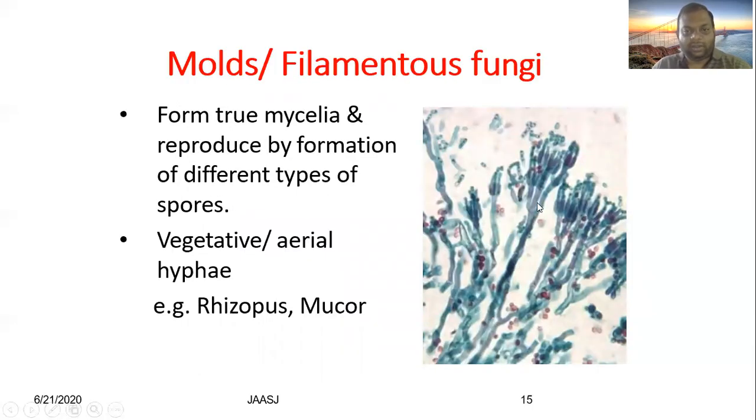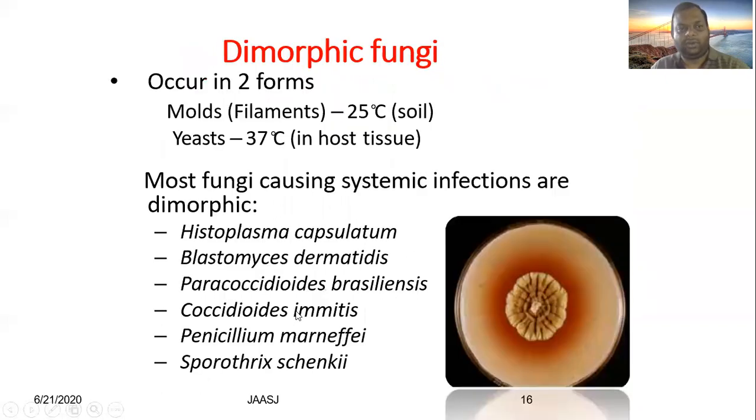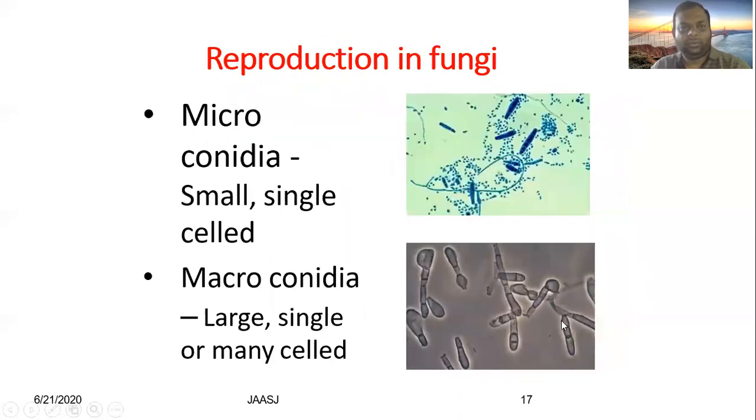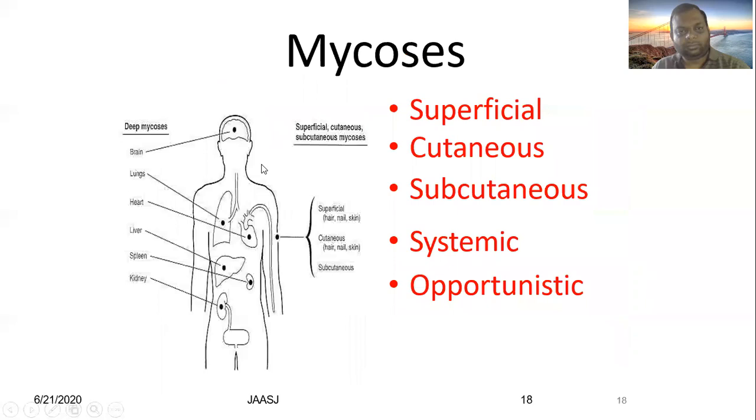Molds are filamentous fungi; you can see nicely septate, elongated filamentous fungi. Here Rhizopus is a bit lower in evolution compared to Aspergillus, but they cause disease in immunocompromised individuals. Dimorphic, as I said earlier, means two forms, mold and yeast. Here it is the mold. For reproduction, they produce microconidia, some produce macroconidia, some both.